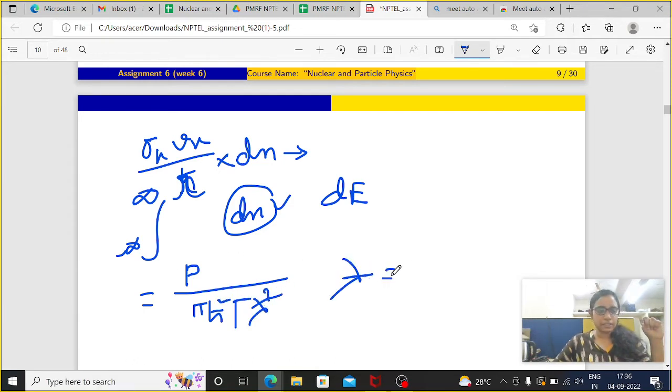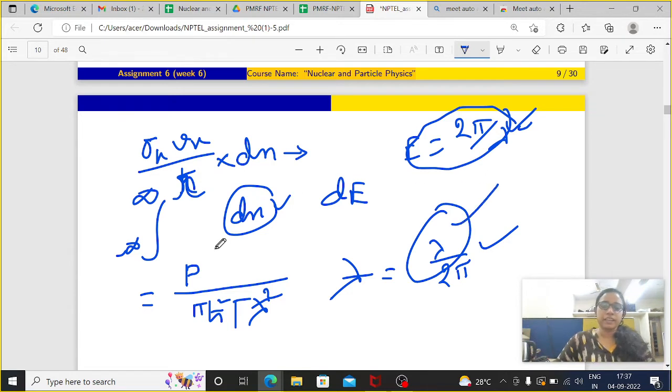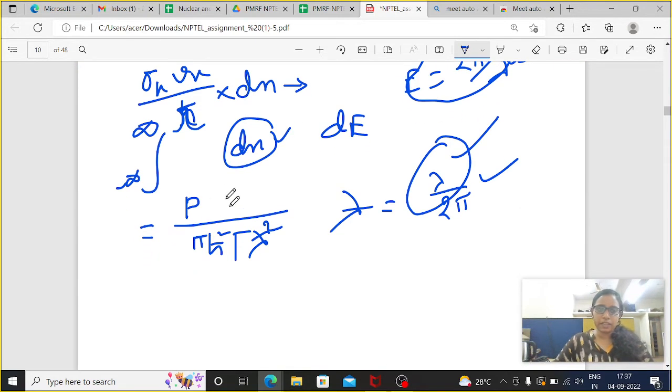Lambda bar is that one. It is given here, lambda by 2 pi. Okay, and how can I find the lambda here? The lambda will be coming from that expression, E equals 2 pi by lambda. So from that calculation, the lambda will be there, and lambda bar will be lambda by 2 pi, and all the calculation will give us the expression like that.